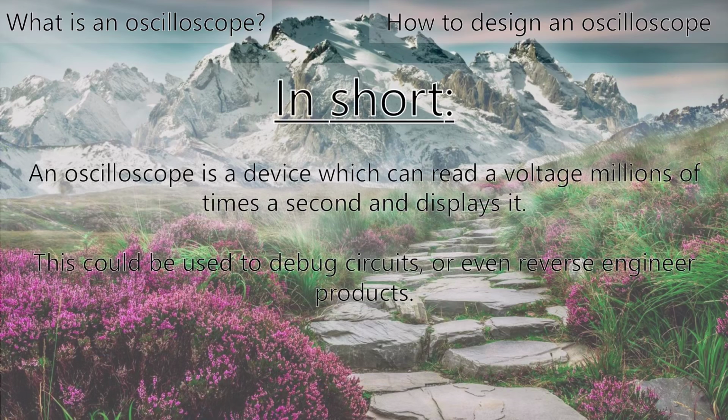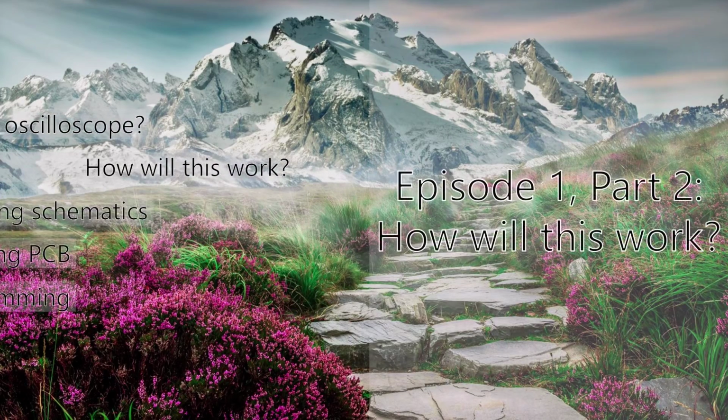In short, an oscilloscope reads voltages millions of times a second and displays it. It could be used to debug circuits or even reverse engineer products. In part 2, we are going to explain how this works.